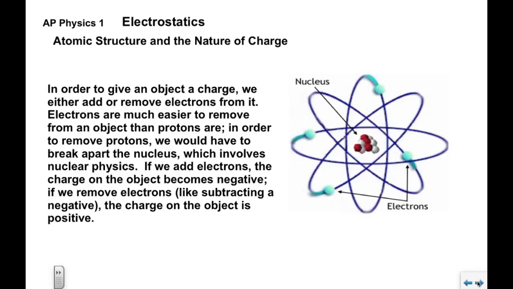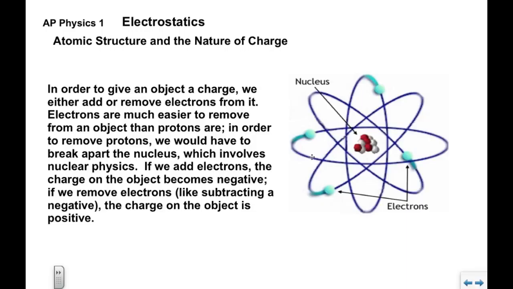Now, in order to give an object a charge, we either add or remove electrons from it. Electrons, as you can see, sort of orbit around the nucleus in these differently shaped orbits. Electrons are much easier to remove from an atom than protons are. In order to remove protons and move a positive charge, we would have to break apart the nucleus, which involves atomic or nuclear physics, and it's beyond the scope of the course. Stripping or moving electrons from an atom is relatively much easier.